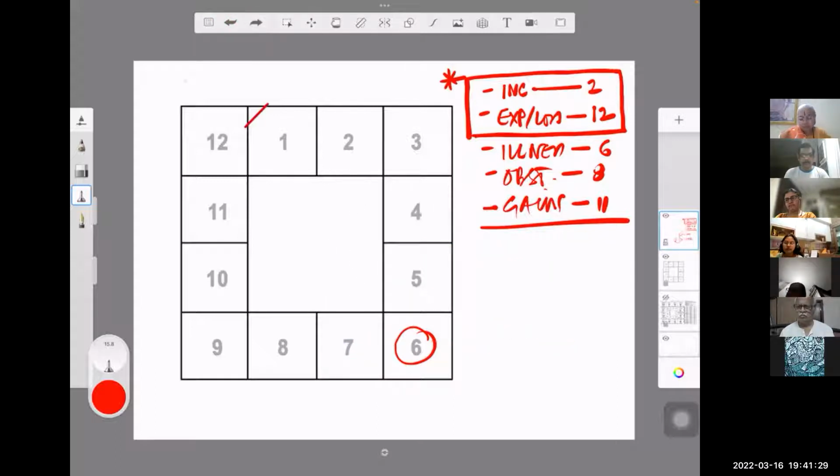So if we look at 8th house, obstacles, the 7th house is the anti-obstacles. So it becomes your savior. This house enhances the obstacle. So it is your enemy. One step further we go.